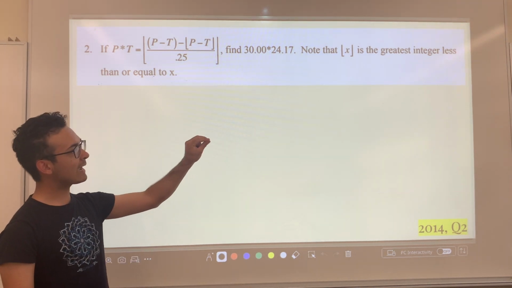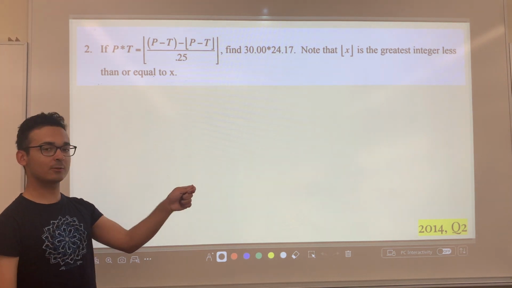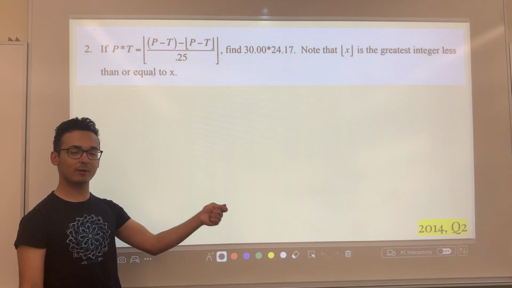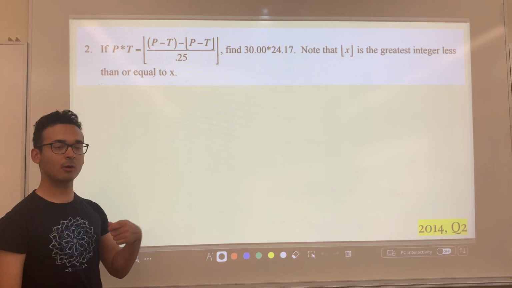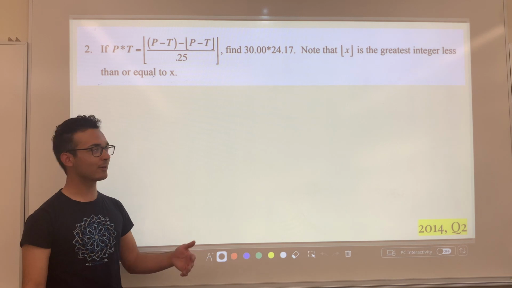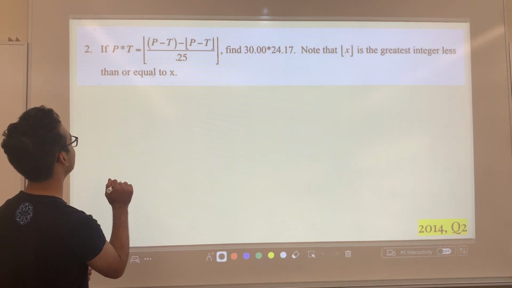Note that x with these brackets is the greatest integer less than or equal to x. In mathematics, we call this the floor function or the greatest integer function. Those two are interchangeable. It's either the floor or the greatest integer. I'm going to use floor just because I like saying floor better and it's shorter, but you can choose what you want. Okay, let's solve this problem.